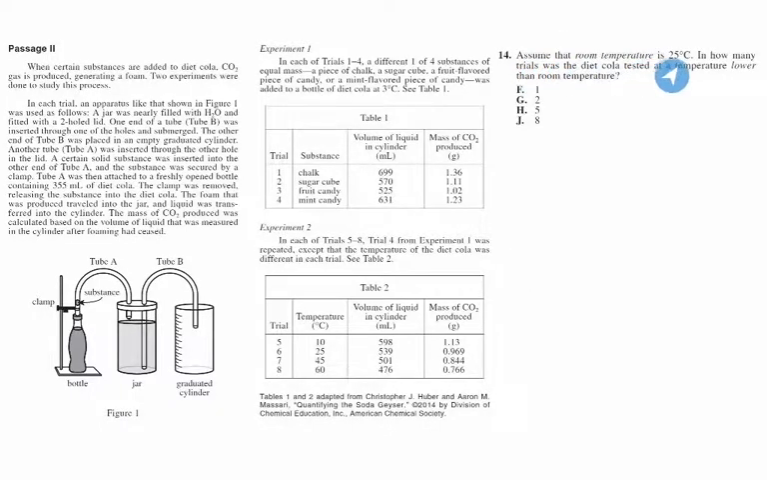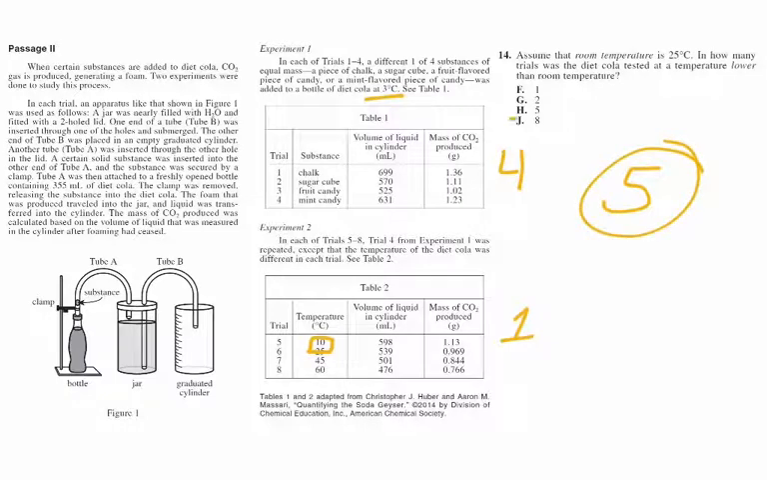Assume that room temperature is 25 degrees Celsius. For how many trials was the Diet Coke tested at a temperature lower than room temperature? So how many occurred at a temperature below room temperature? So here we see 1 below room temperature. So 1 trial in table 2. And how many were in table 1? Let's see. They were all performed at 3 degrees Celsius, so that's 4. So those were all below room temperature. So 5 total. So your answer is H.